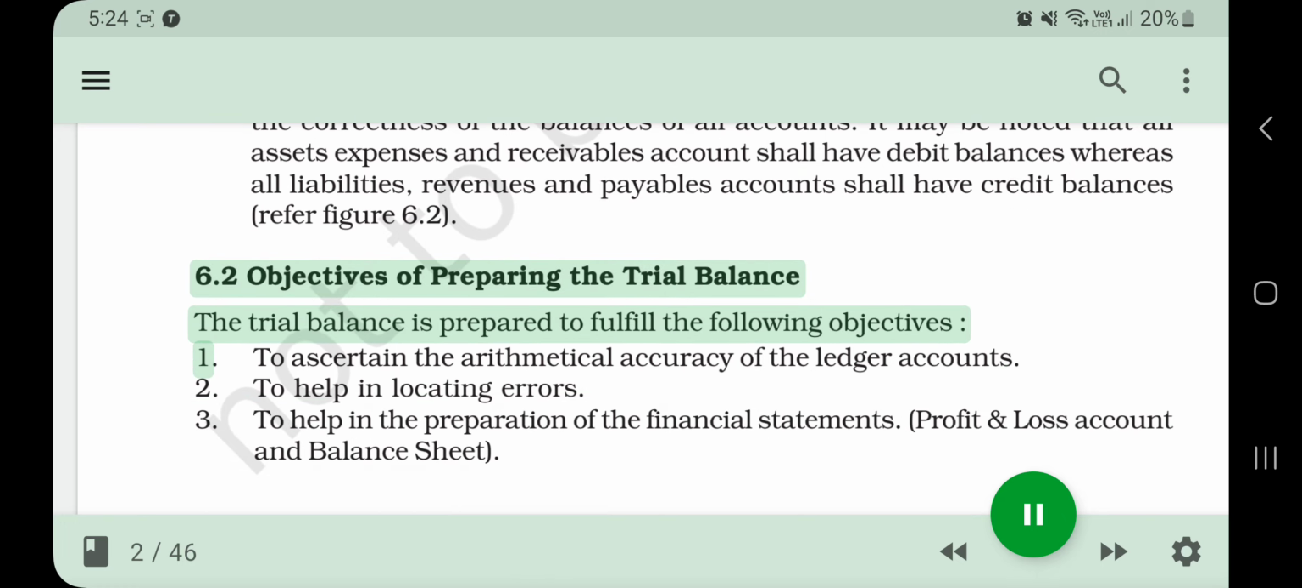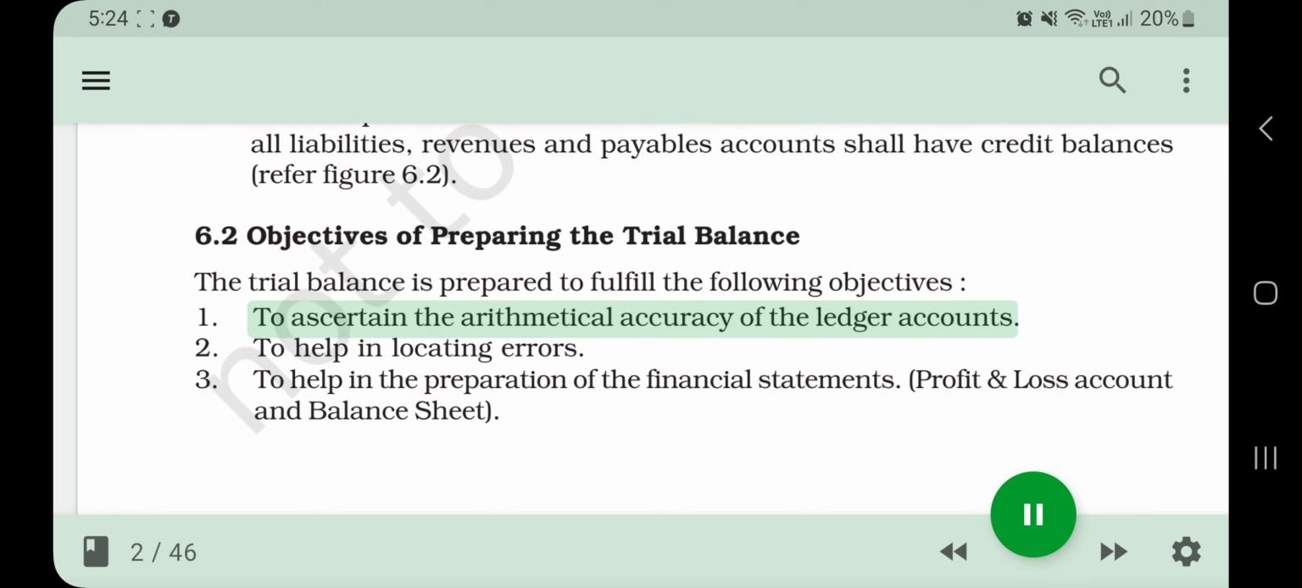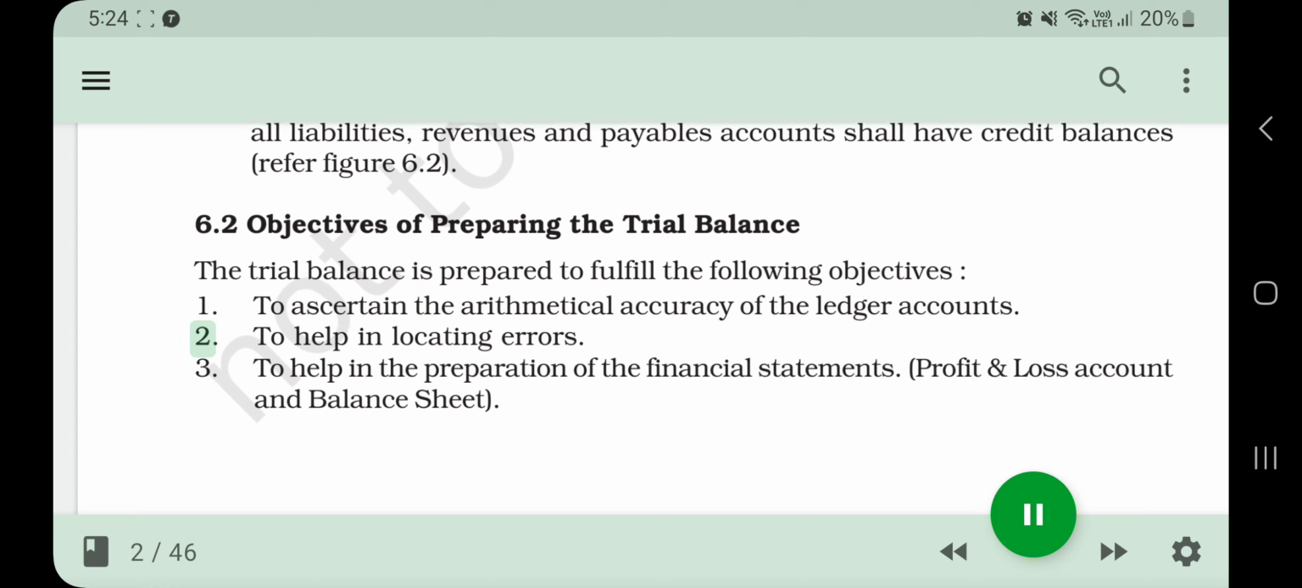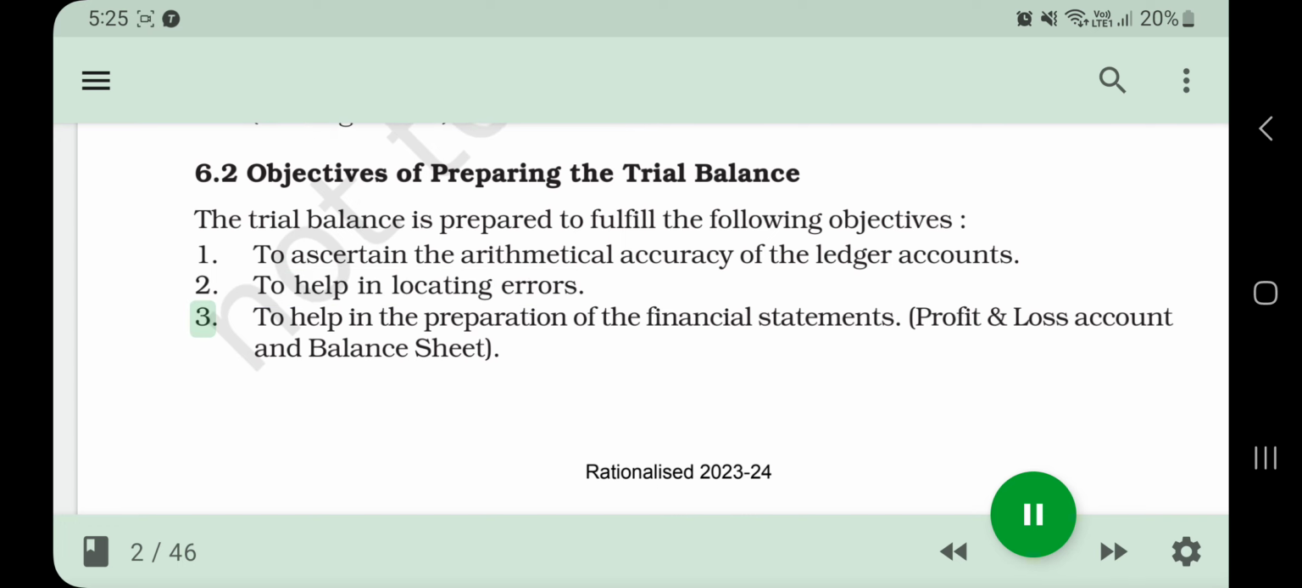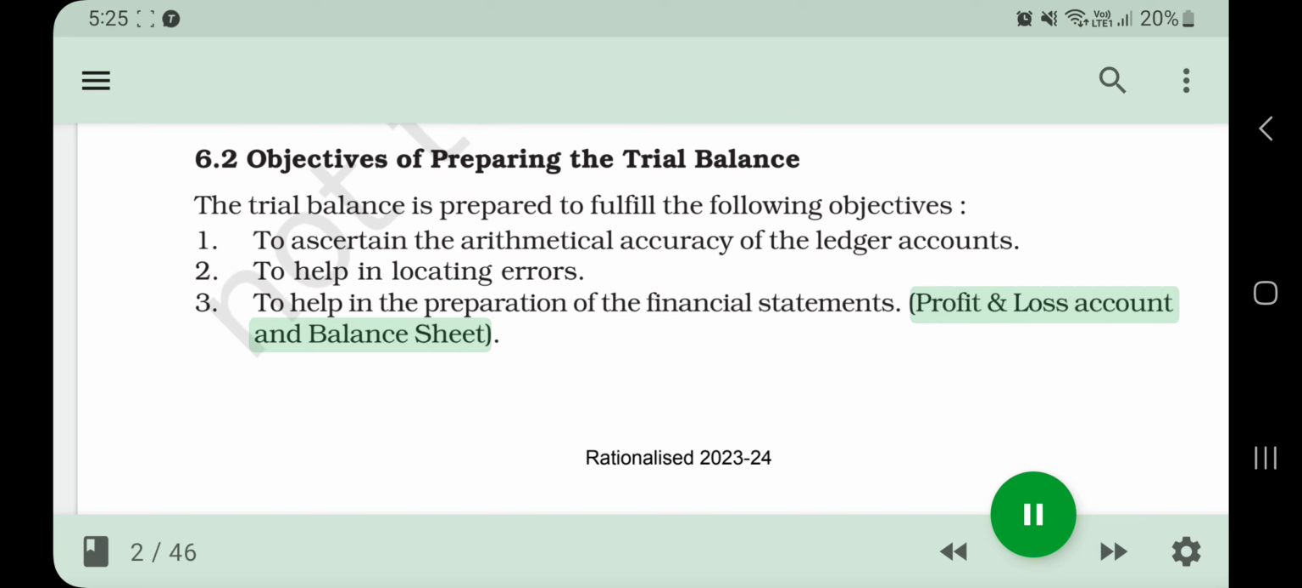6.2 Objectives of preparing the trial balance. The trial balance is prepared to fulfill the following objectives. 1. To ascertain the arithmetical accuracy of the ledger accounts. 2. To help in locating errors. 3. To help in the preparation of the financial statements. Profit and loss account and balance sheet.